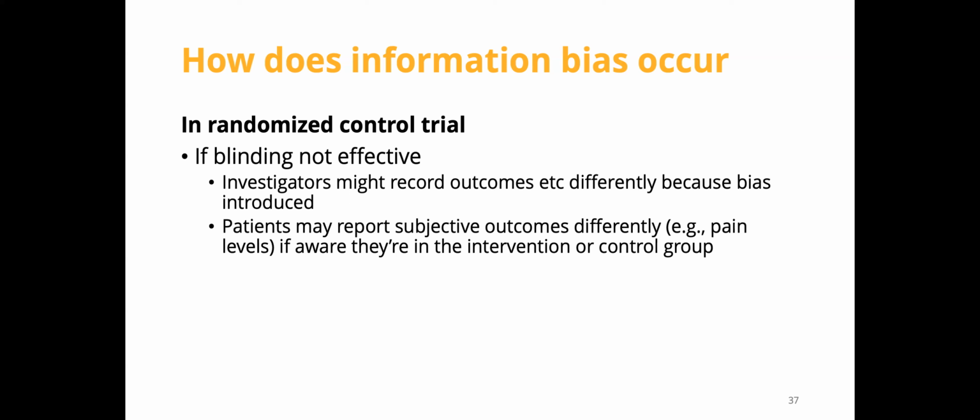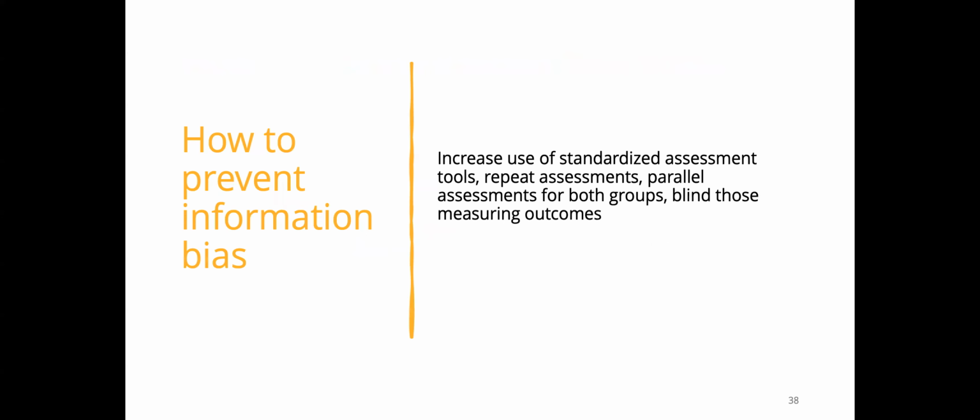And so this is all related to variables that are collected in the study not being accurately collected because of patients or investigators knowing whether patients are in the intervention or the control group. So in order to prevent information bias in randomized controlled trials, it's important to use standardized assessment tools or rubrics in order to minimize the possibility that study information can be mismeasured or collected improperly or reported improperly.